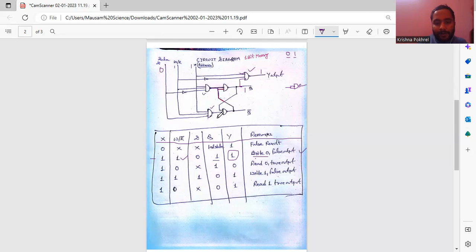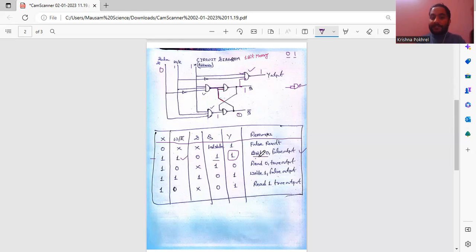So the output will be 1. So we cannot predict this. This is the required thing. So from here 1 is coming back. That means if 1 here, then 1 here, then this Q bar will be 0. Then Q bar is 0, and obviously Q is 1. So this is fulfilled.